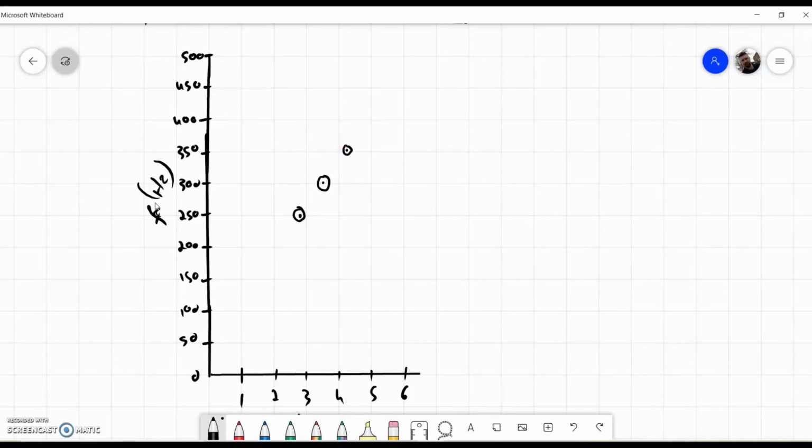And the next one is 4.88. So come across to 4.88, up, and that goes to 400. Next one we come across is 5.24. 5.24 is just there. Come up to the 450. The last one is 5.88. So come across, go up to 500. That is my point there.